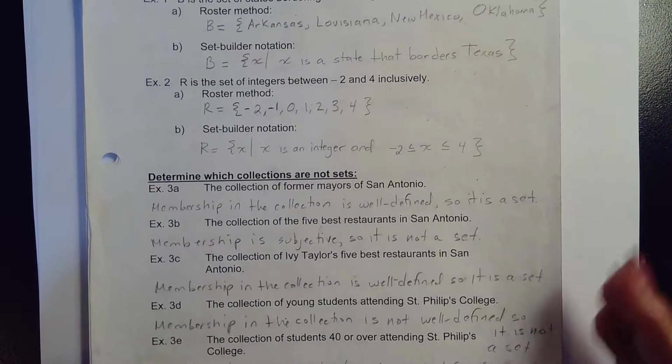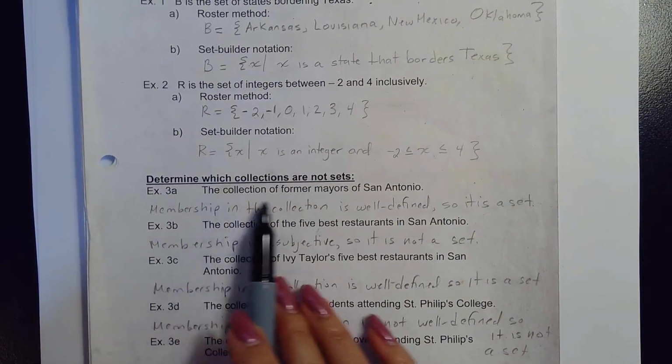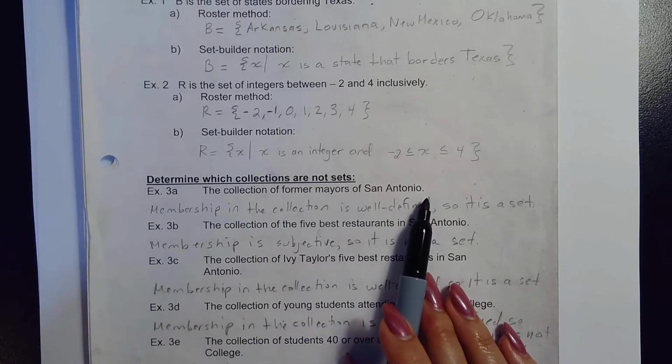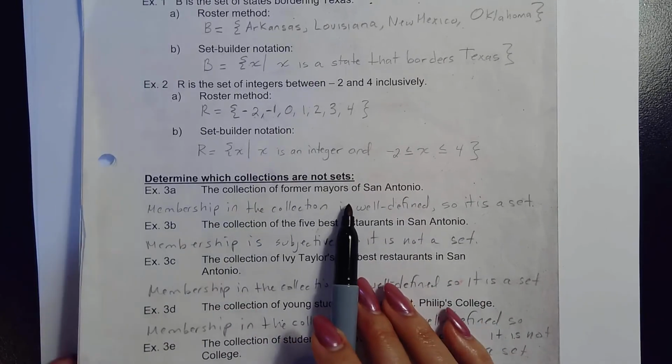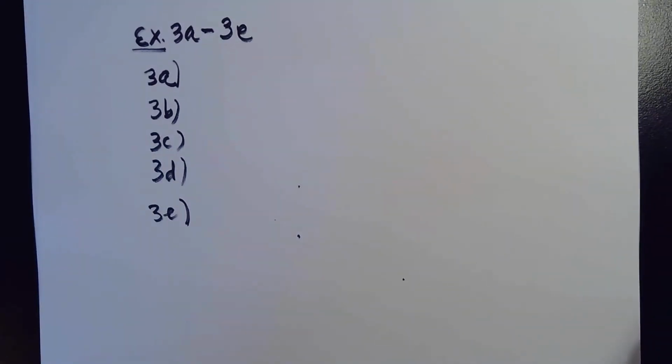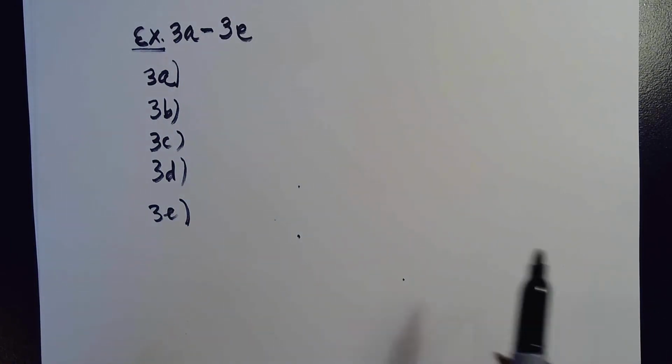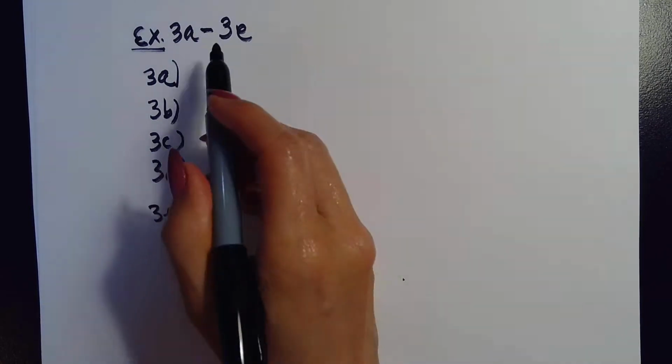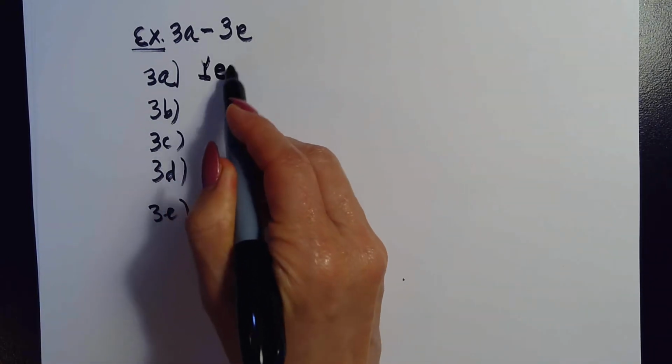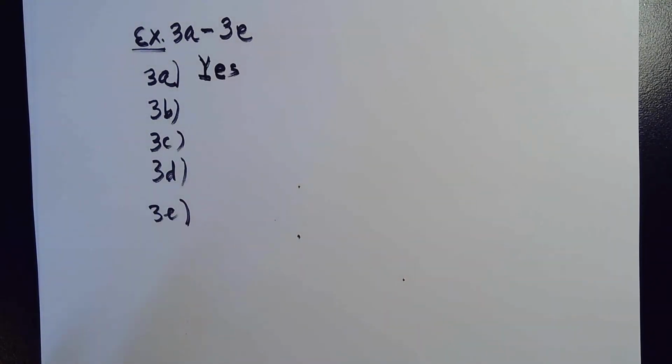We read them. 3A is the collection of former mayors of San Antonio. Notice that we can create a set listing the collection of former mayors of San Antonio because you have a list of individuals that have been mayors of San Antonio. So we can create that set. So this is a set, so we're just going to write yes, this is a set.